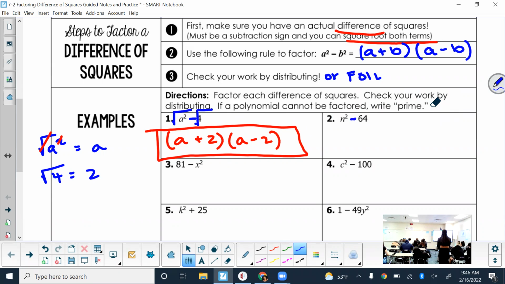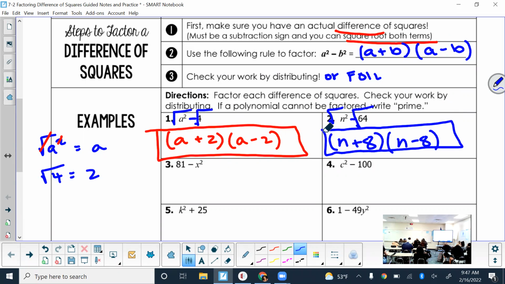So is this a difference of squares, number 2? Difference means subtraction. Is there a subtraction sign between them? And are there perfect squares on each side of the subtraction sign? So then yes, we can apply this rule. What's the square root of n squared? And what's the square root of 64? So my parentheses should look like this: n plus 8 times n minus 8. You plug it in according to the rule.